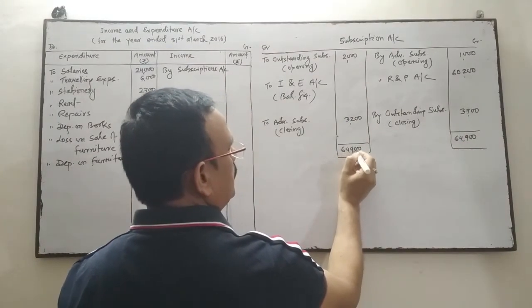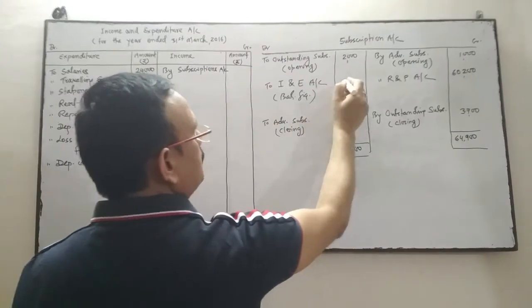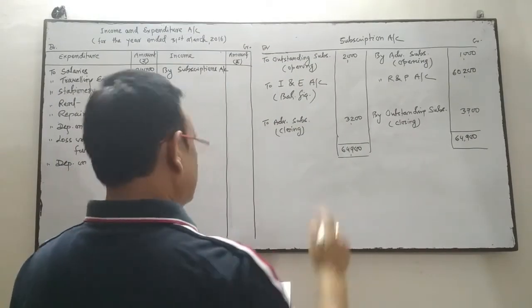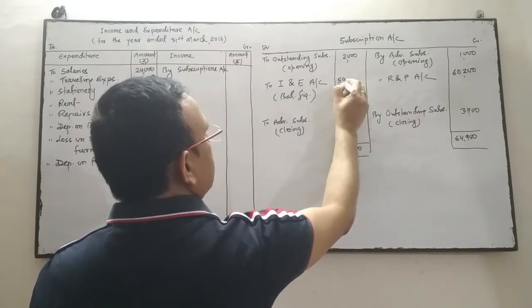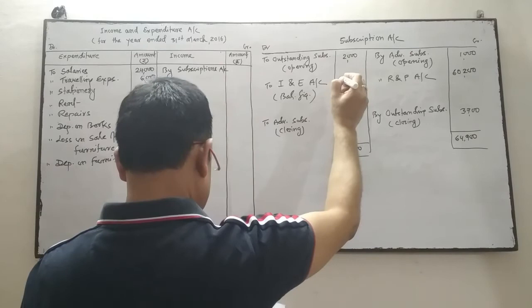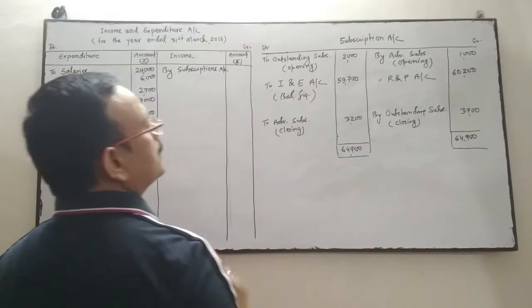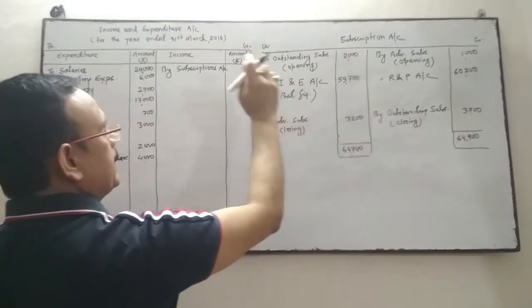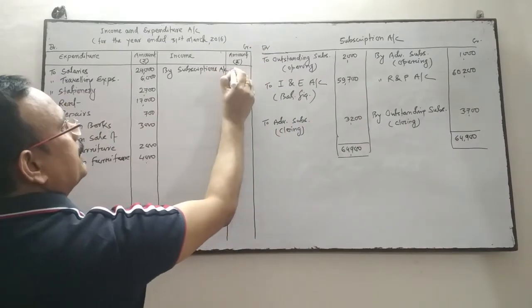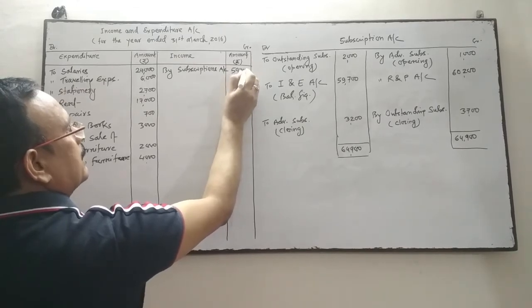64,900. Both sides are not equal. This side is less. So this difference amount will be transferred to income and expenditure account, 59,700. It means this subscription is related to the current year, 59,700.